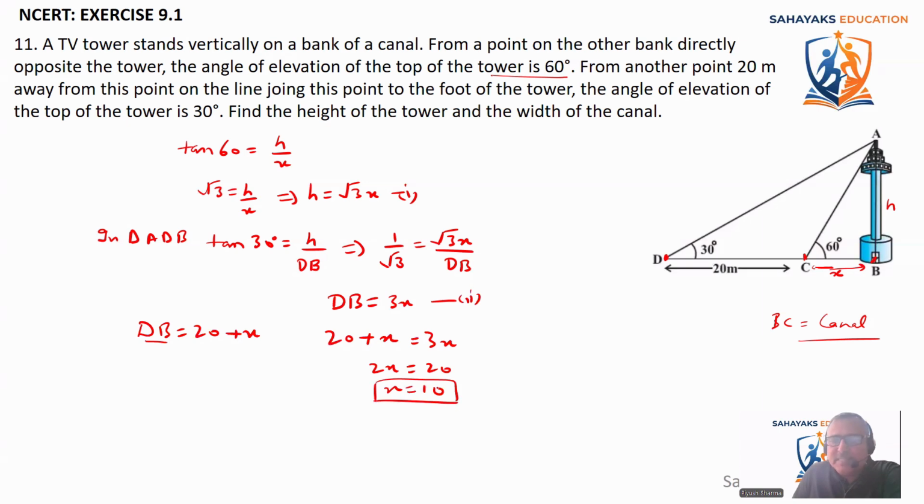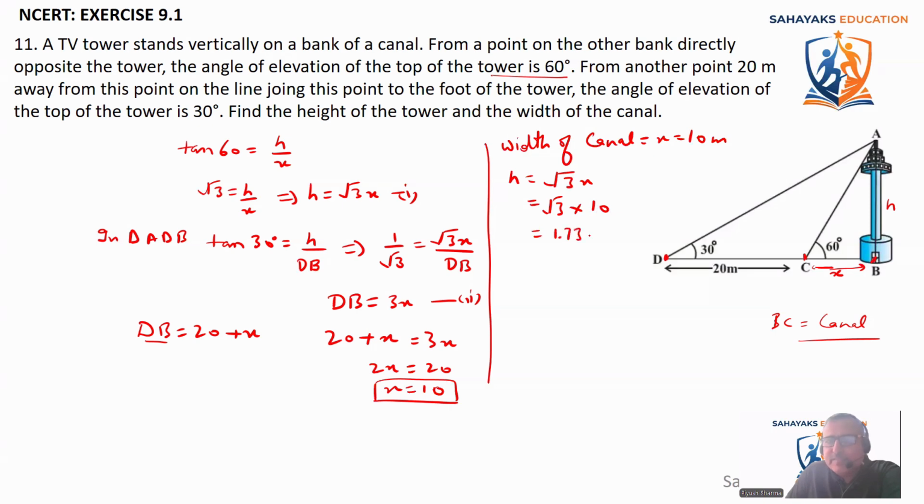What does it mean? The width of the canal, BC, is x. So the width of the canal is equal to x, which is 10 meters. That is one thing. Now we already know that h is equal to root 3x. That means root 3 multiplied by 10, that is 1.73 multiplied by 10, which comes to 17.3 meters. The height of the tower is 17.3 meters.